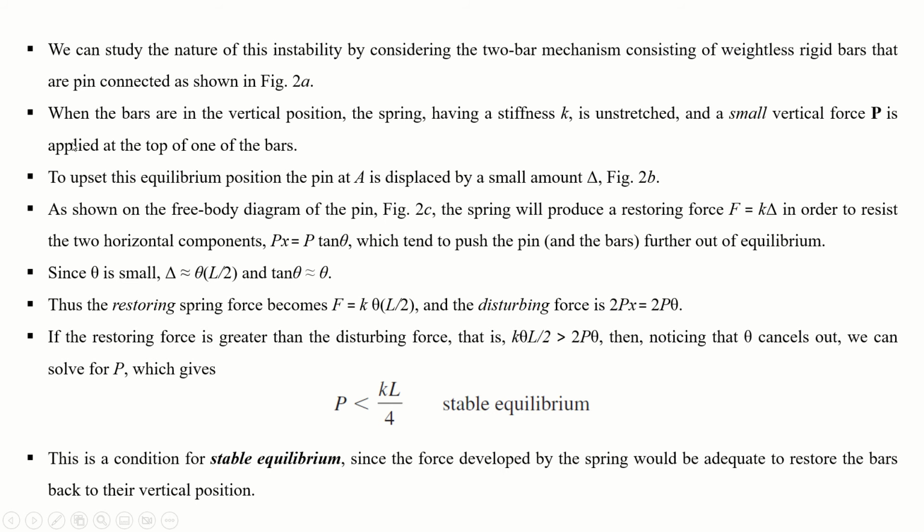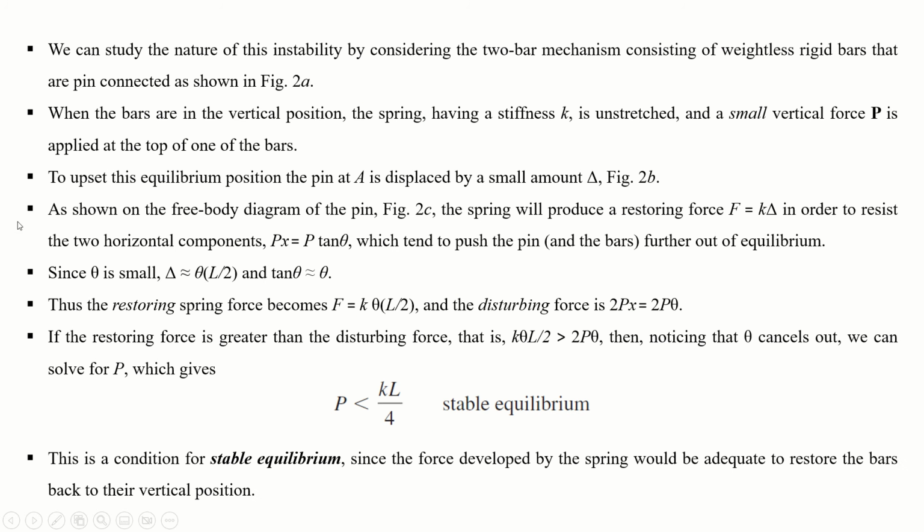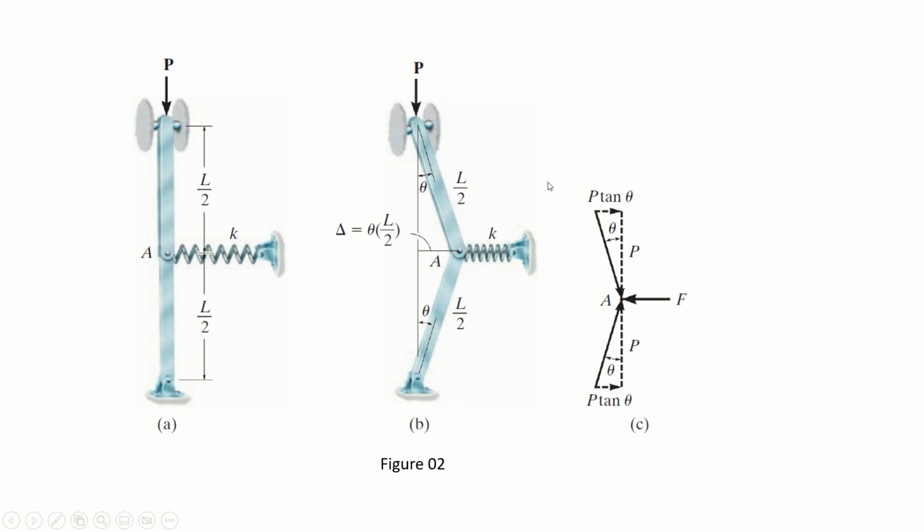Okay, now when the bars are in the vertical position, the spring, which has a stiffness K, is unstretched. As I told you, a small vertical force is applied at the top of one of the bars. Here you have applied a small vertical force P, and to upset this equilibrium position, the pin at A is displaced by a small amount delta. So this equilibrium position is disturbed and the spring has been compressed by an amount delta, right?